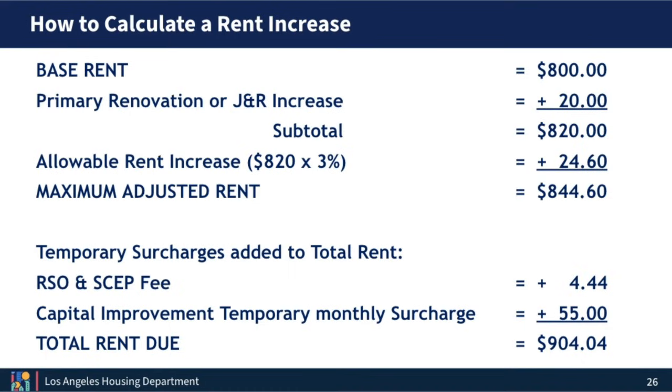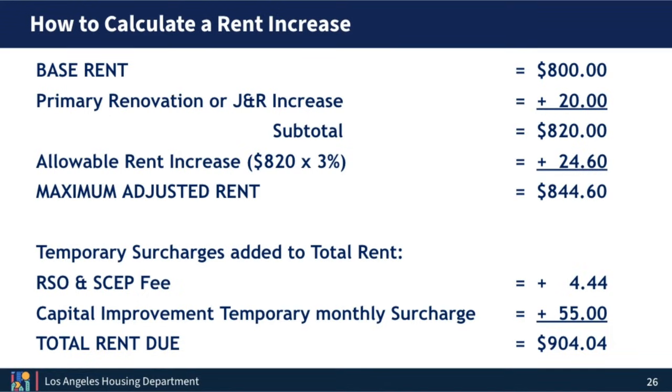How to calculate a rent increase. Base rent, $800. Primary renovation or J&R increase of $20. The subtotal is $820. Allowable rent increase, $820 times 3% is $24.60. Add that, and your maximum adjusted rent is $844.60.